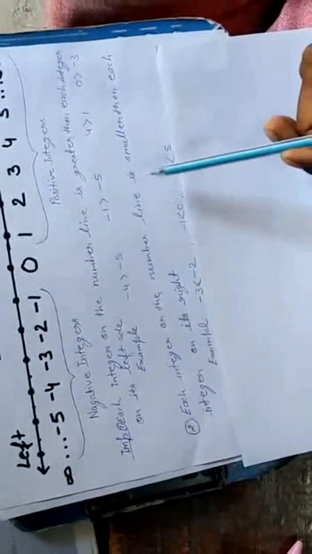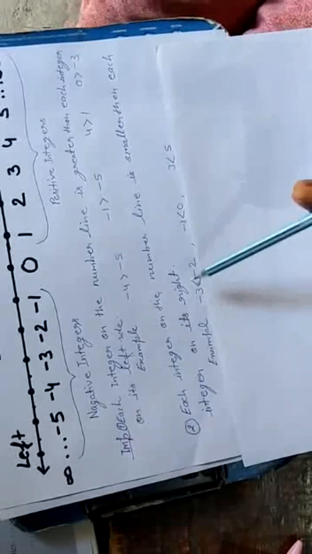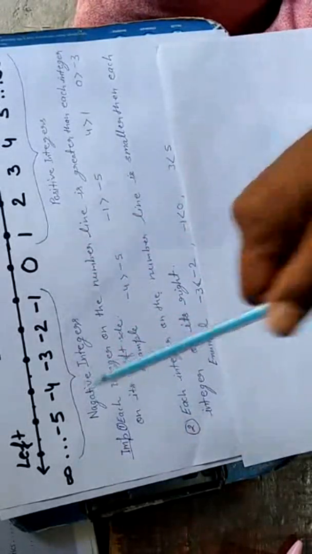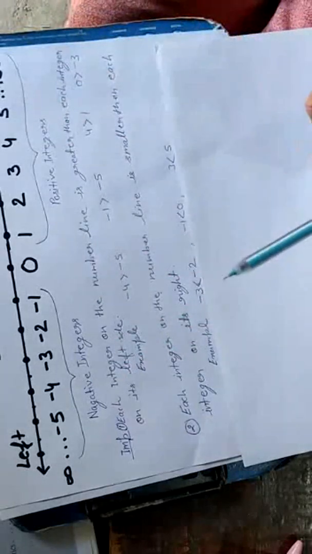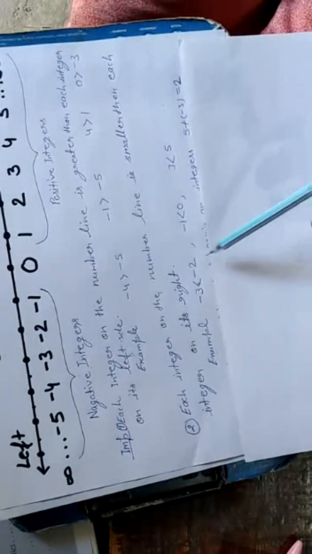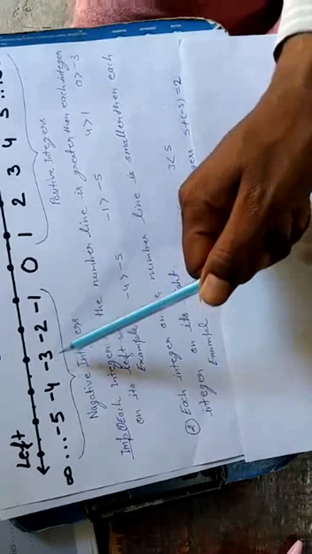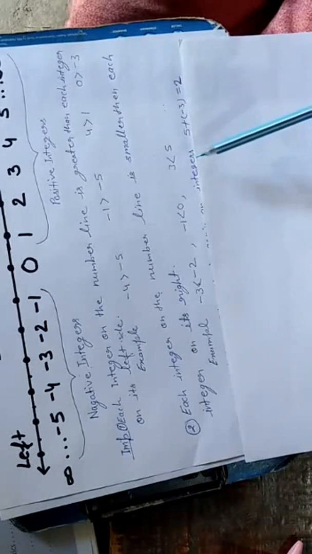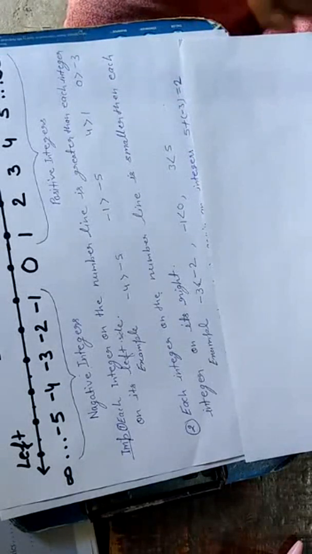And the same thing, just opposite. Each integer on the number line is smaller than each integer on its right side. The left side number is always less than the right side number. Example, -3 is less than -2. -3 is to the left of -2. Therefore, -3 is less than -2. -1 is less than 0. And 3 is less than 5.